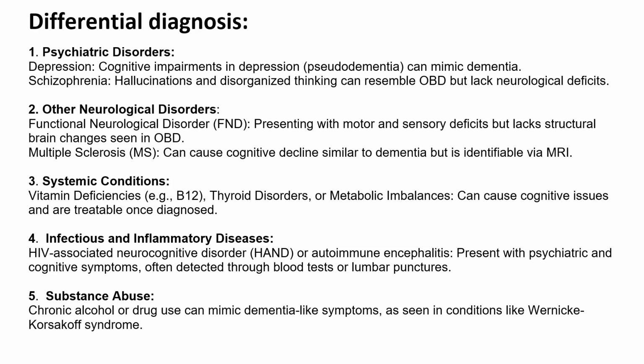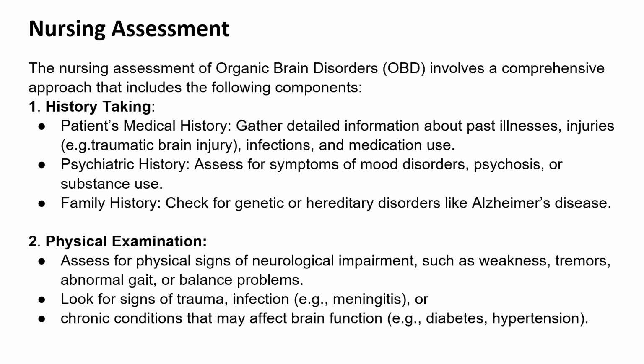Then you have multiple sclerosis, systemic conditions, inflammatory diseases, infective pathology, and substance abuse. Now, very important from your point of view, okay? So, again, in history taking, what do you all do? What do you ask in history? All of you are familiar with history taking? You take history, right? So, what do you do?